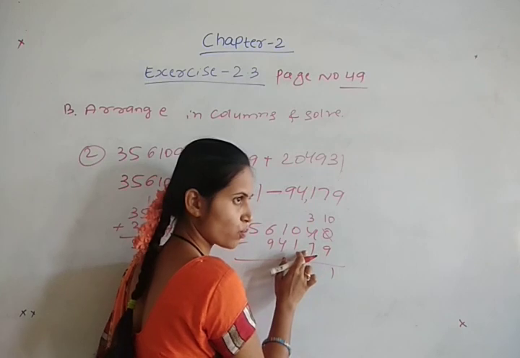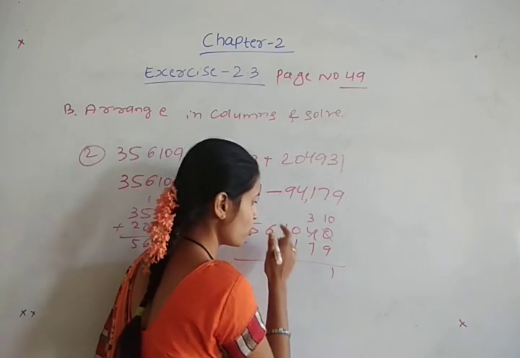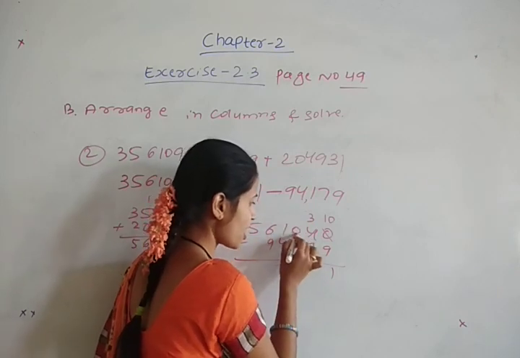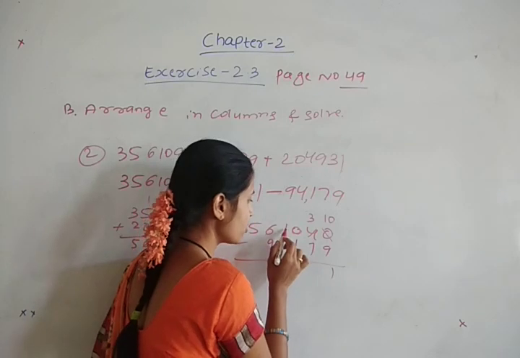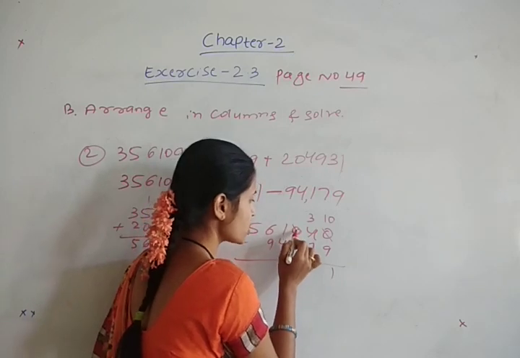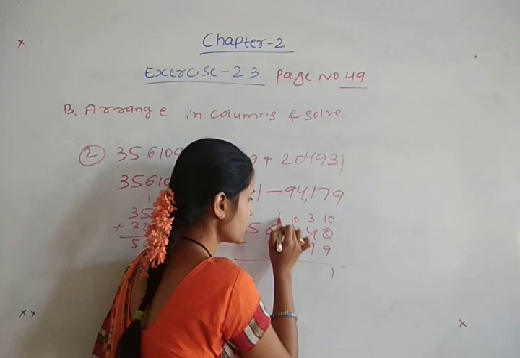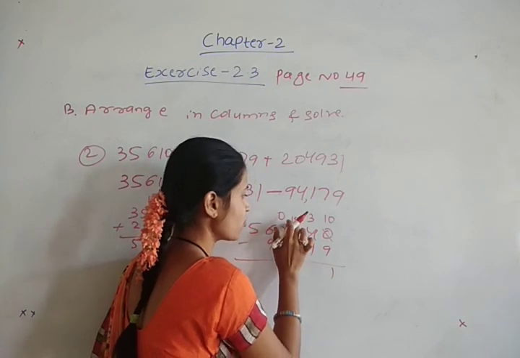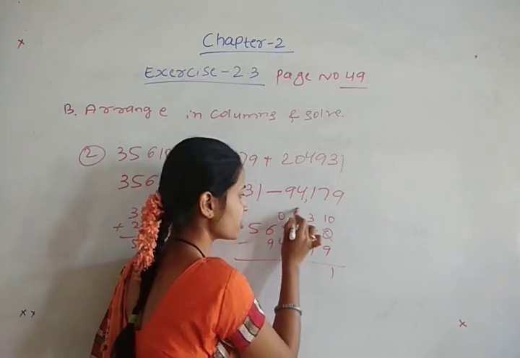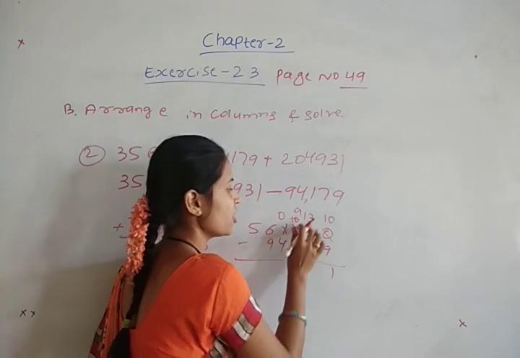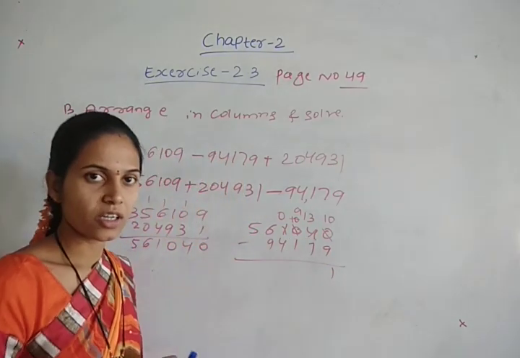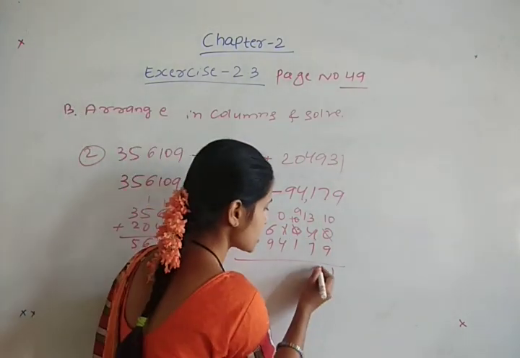3 minus 7 is not possible. For that I will take 1 borrow. So before taking 1 borrow, here we are having 0. For that I will take 1 borrow from this one. Now this 0 becomes 10. Here we are left with 0. Now if I take 1 borrow from this 10, here we are left with 9. 3 becomes 13. If you subtract 7 from 13, what you will get? You will get 6. Okay.